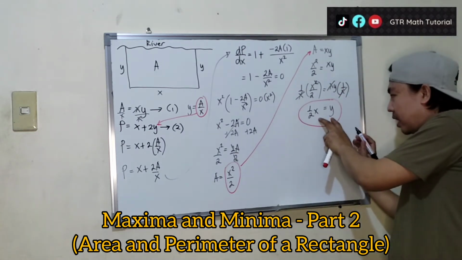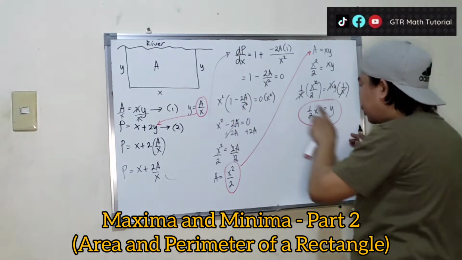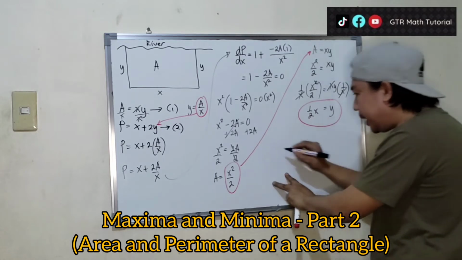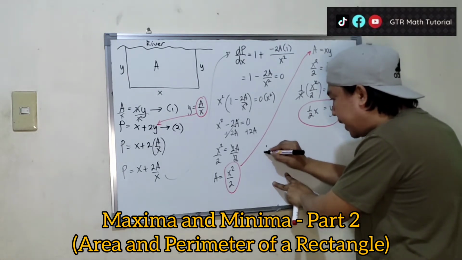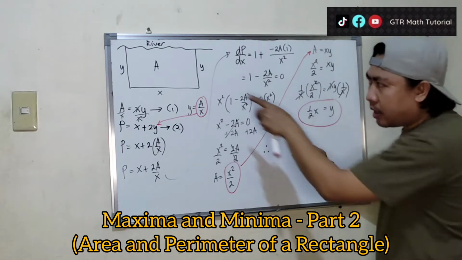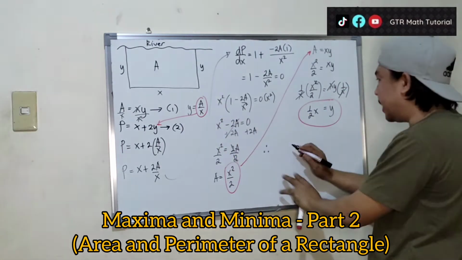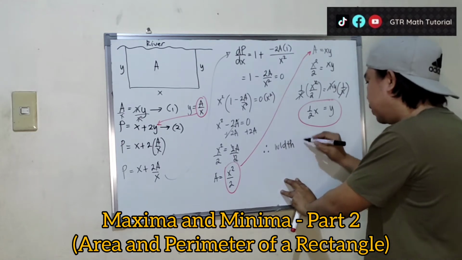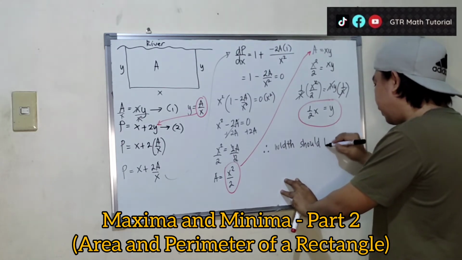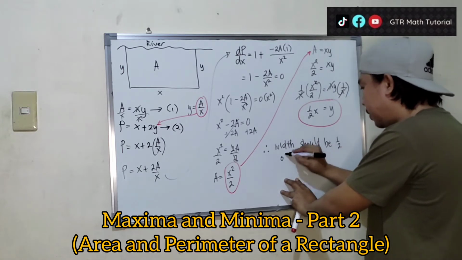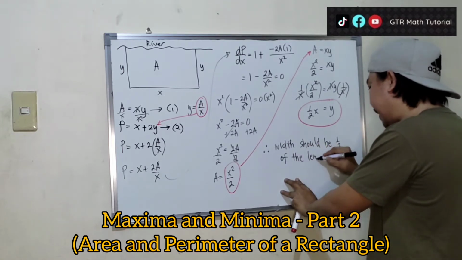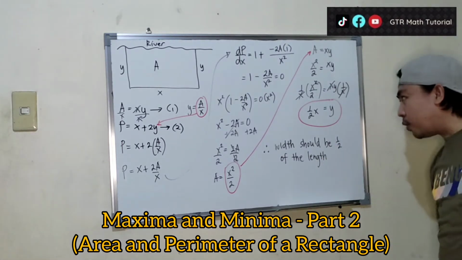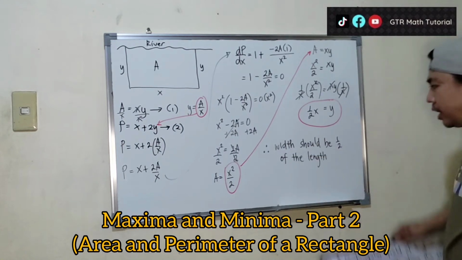So this means y is the width. So the width should be 1 half of the length. Okay, so therefore to minimize the fence that is needed, the width should be 1 half of the length. Okay? So that's the answer. Y equals 1 half of x, or width should be 1 half of the length.